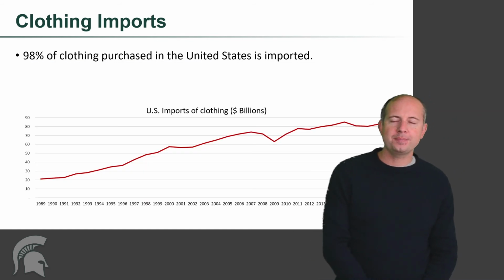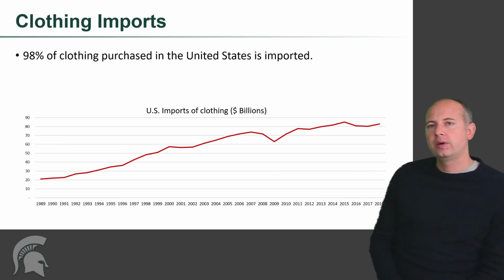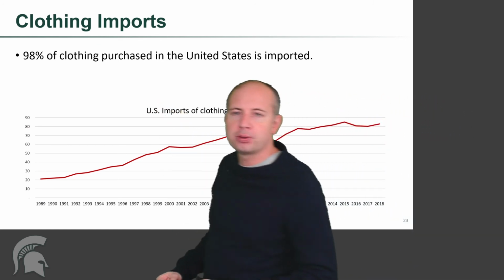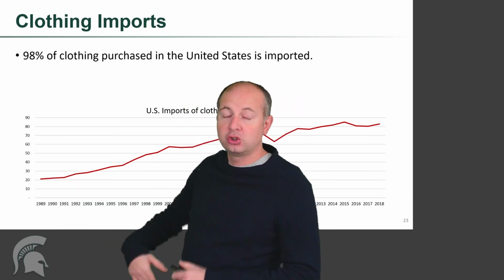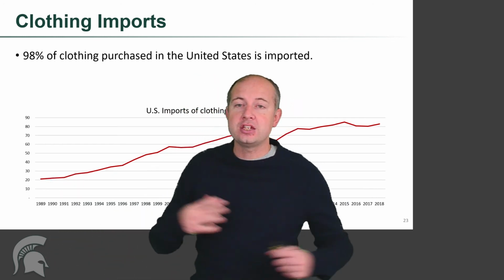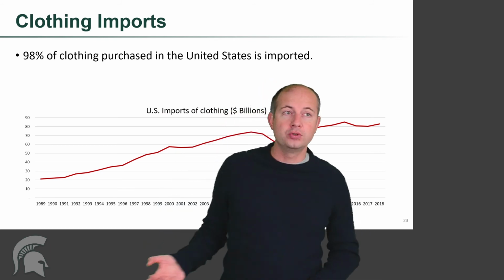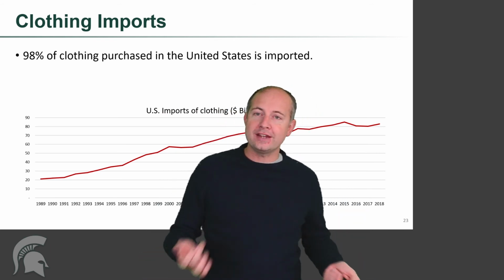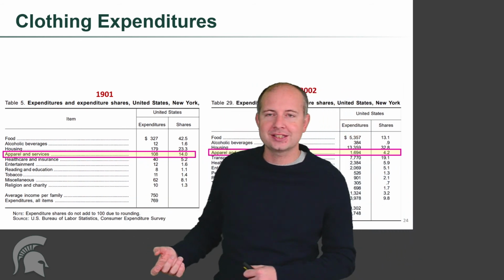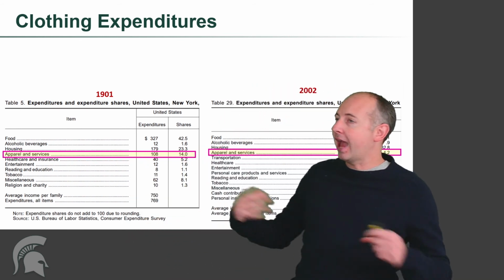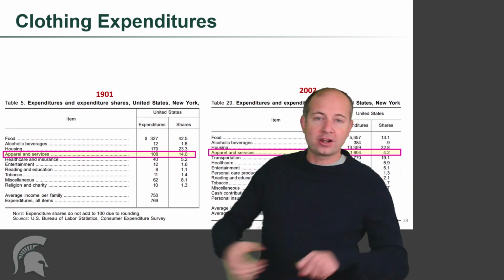Let's look at another example of gains from trade. So 98% of clothing purchased in the United States is imported. That used to be way down at about 20%. So there's been a huge increase in how much of our clothes we import. And let's see what the effect of that is. So these are neat tables. The Bureau of Labor Statistics has essentially a sample average household budget going back over 100 years.